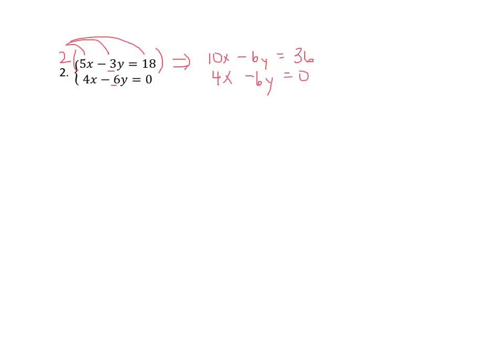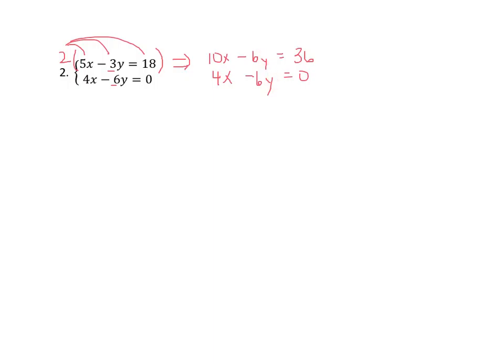10x and 4x, we're going to just add those together. Negative 6y plus a negative 6y. Uh-oh, we've got a problem here. Negative 6y plus a negative 6y, that's not going to cancel. Now, I did this on purpose because I want you to notice that in order to get them to cancel, one of them has to be positive and one of them has to be negative.